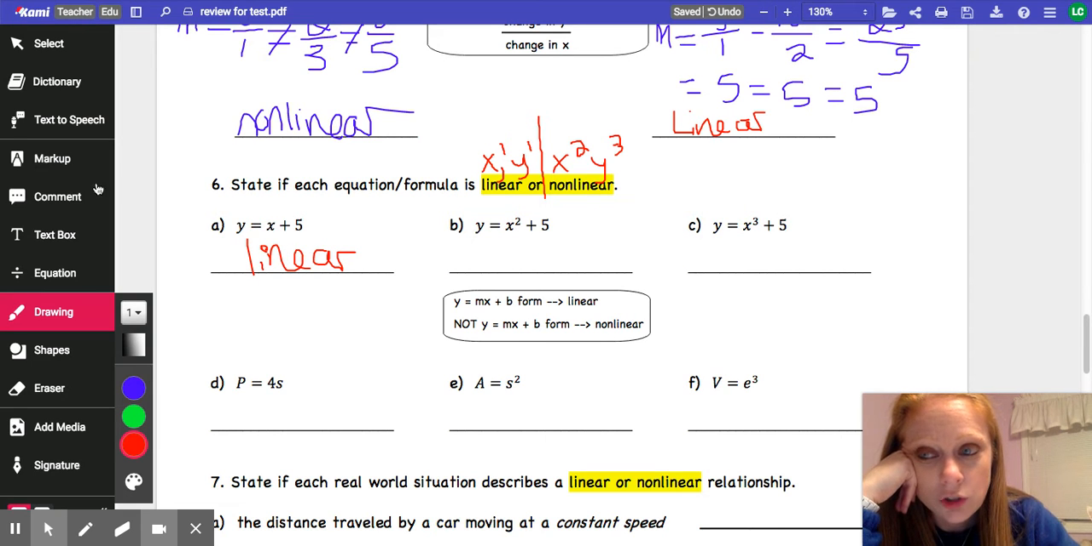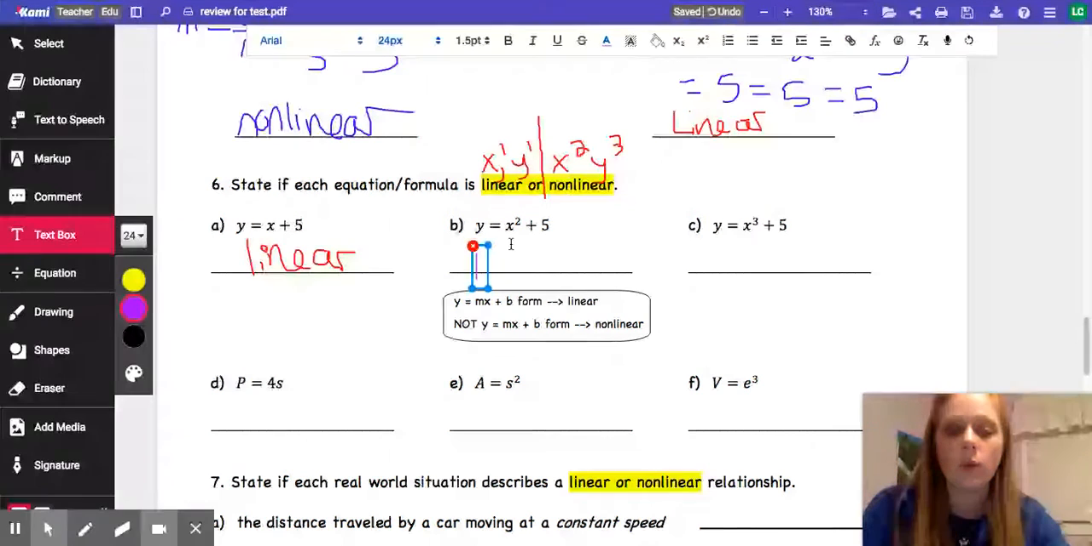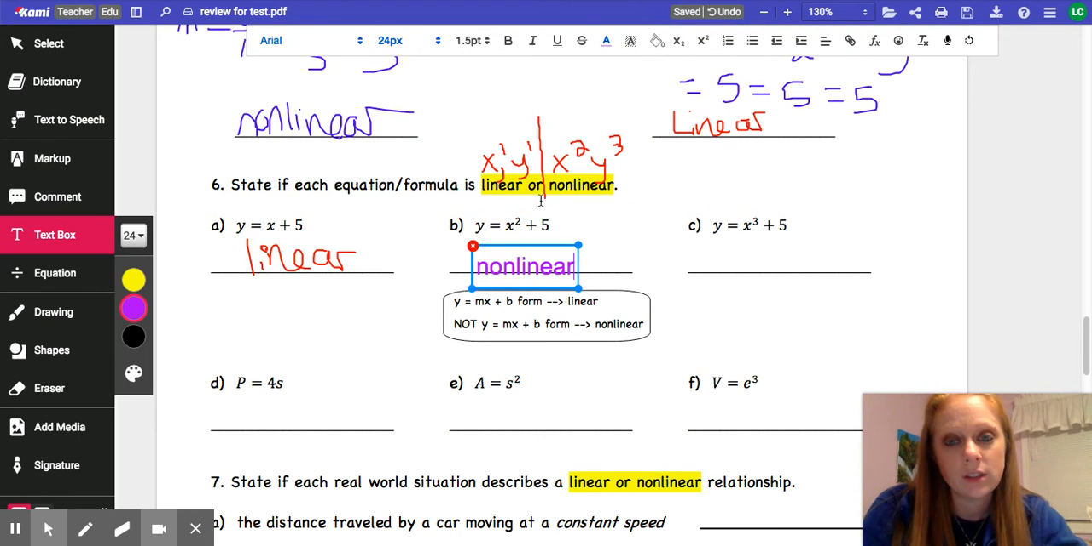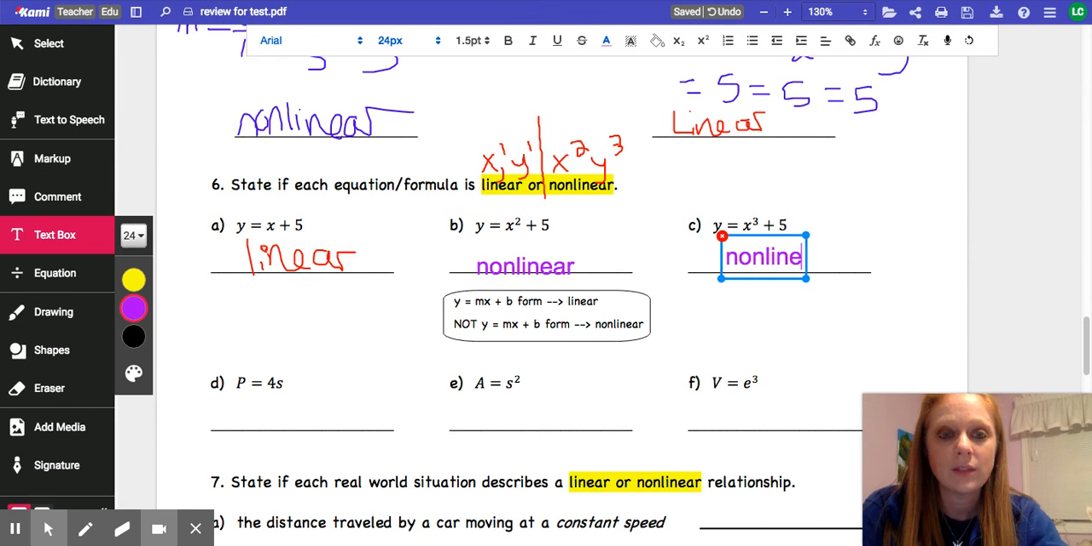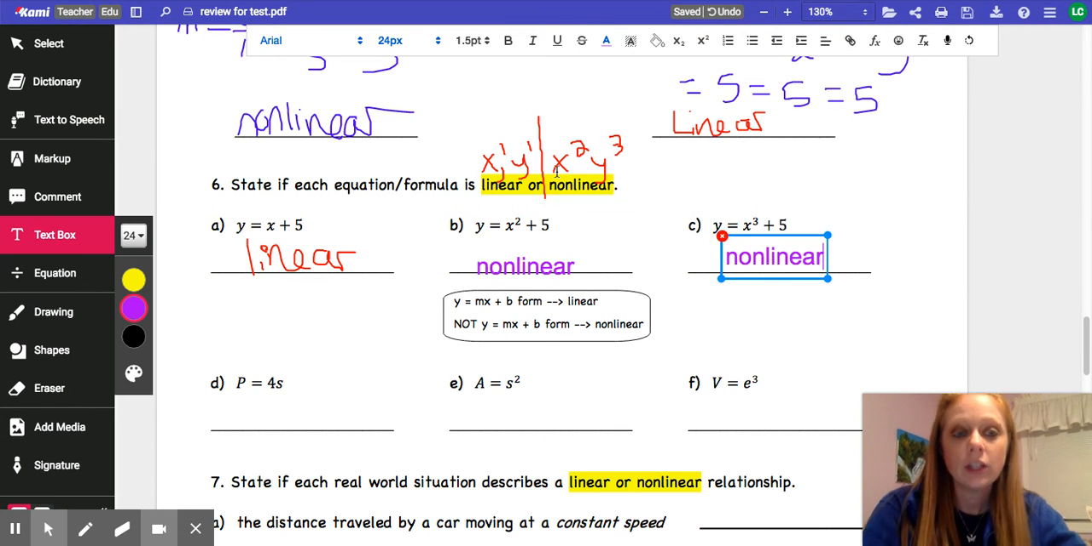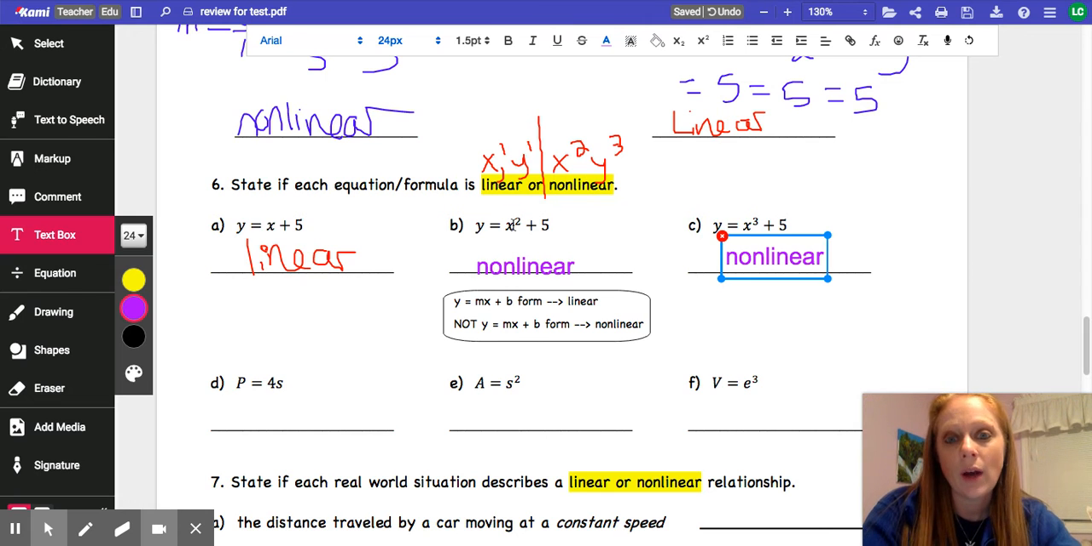This example has a squared, so since we see an exponent that is not a 1 or a 0, it's going to be nonlinear. And C as well is nonlinear because of that exponent of a 3. Linear has exponents of 0 or 1. Kind of looks like there's no exponent, even though it's like an invisible 1. Nonlinear is when you have exponents that are not 0 or 1, so like a 2 or a 3 or anything bigger, or negatives.